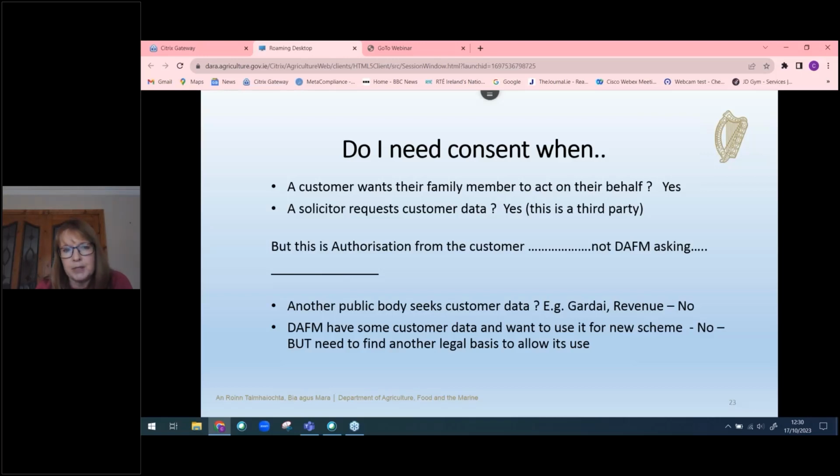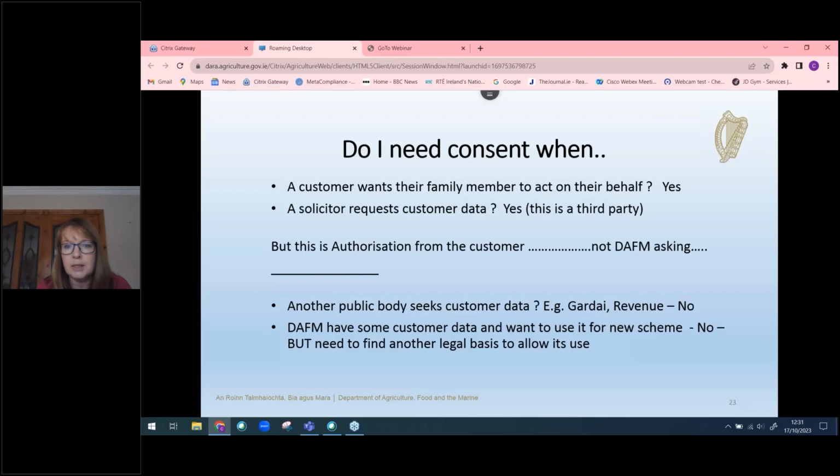But in other circumstances, if another public body, for instance, comes seeking our customer data, and it happens frequently, the Guards, Revenue, local authorities, the Department of Housing, lots of different public sector organisations come looking for the department's information. Do we then need to go to the customer seeking their consent? The answer to that is no. The vast majority of these requests will appear into the Data Protection Unit, where we will give advice to the division who've got the request that they must go back to the requester and ask them what their legal basis is to get this information.